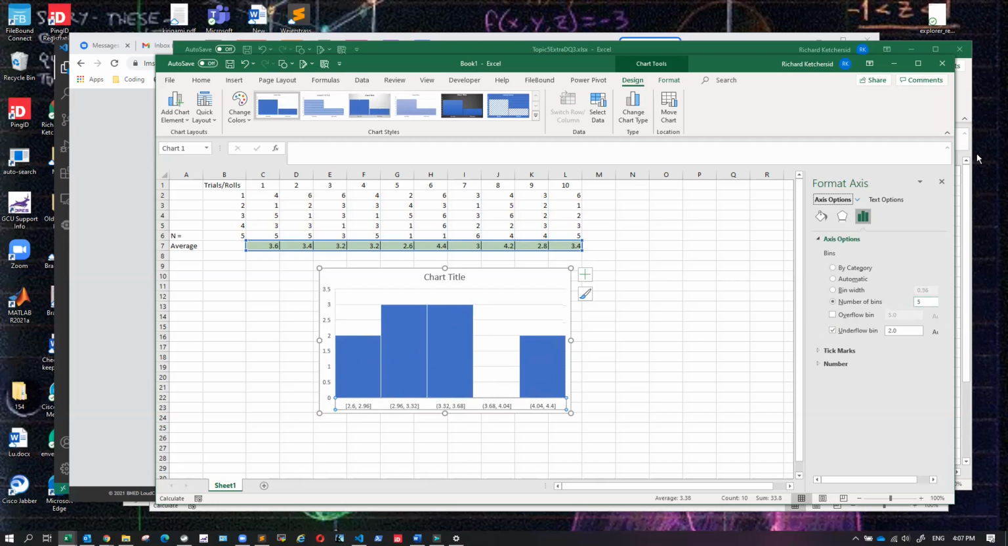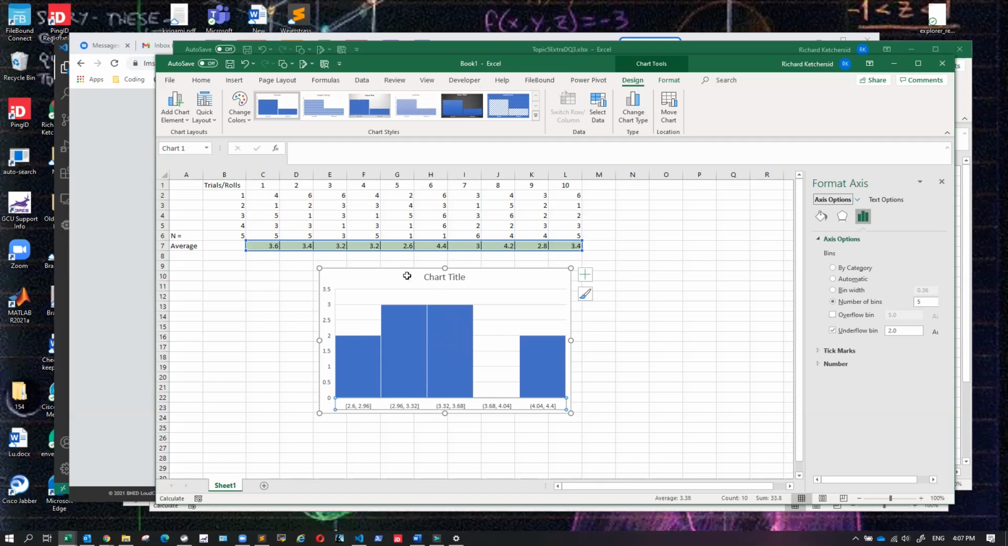So there's a little histogram of that data right there. There are 2 numbers in this list between 2.6 and 2.96, less than or equal to 2.96. And there are 3 numbers in this list that are between 2.96 and 3.32. So this is a little histogram. It's just like what we did today, like what you're doing in chapter 6.